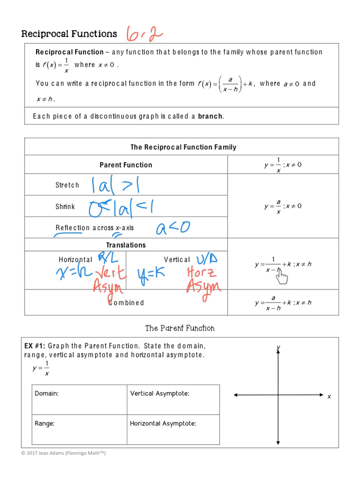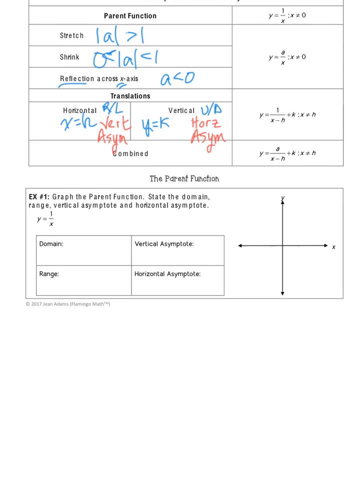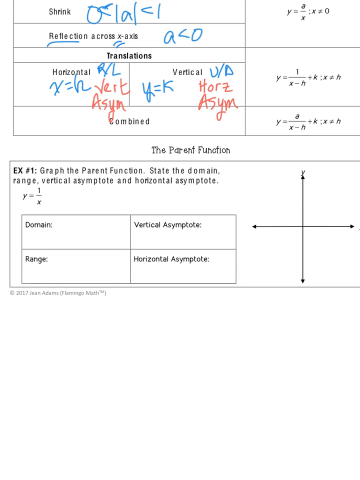So remember here, if something's being added or subtracted to x, that's going to cause this right-left movement. If it's a plus h, it's going to be to the left. If it's a minus h, it'll be to the right. And then if something's added or subtracted outside the function, if it's a positive k, it's going to be up, negative k will be down. So exactly as you see it, opposite of what you see it. And then this is everything combined with the a, the h, and the k. All right, so let's go ahead and look at a graph.